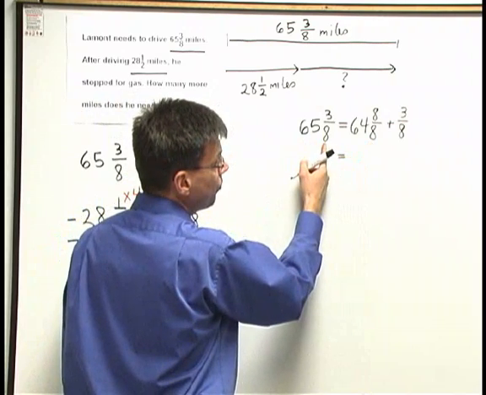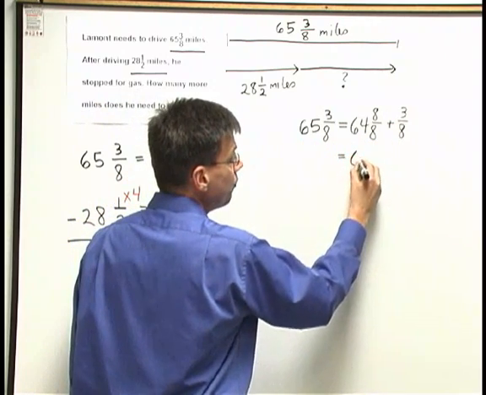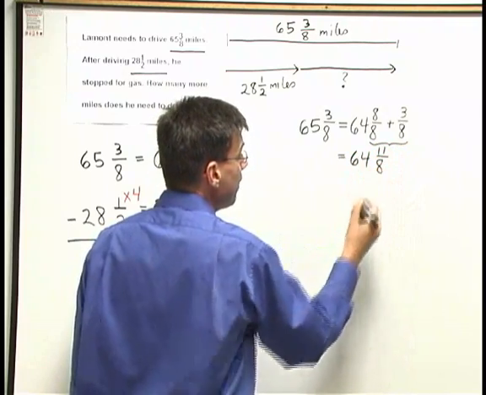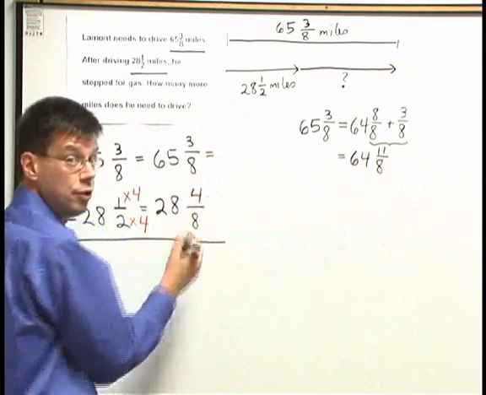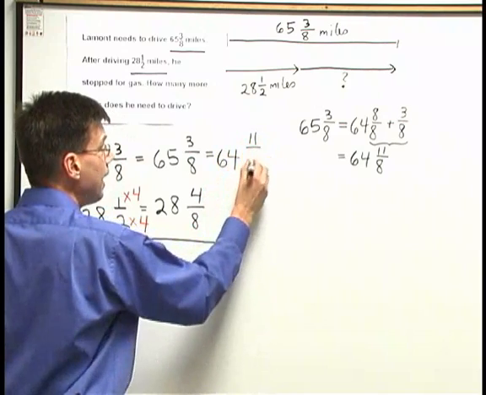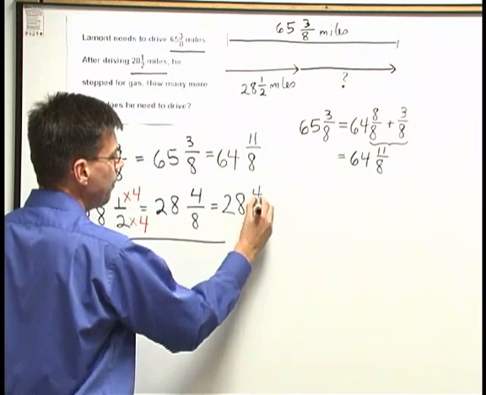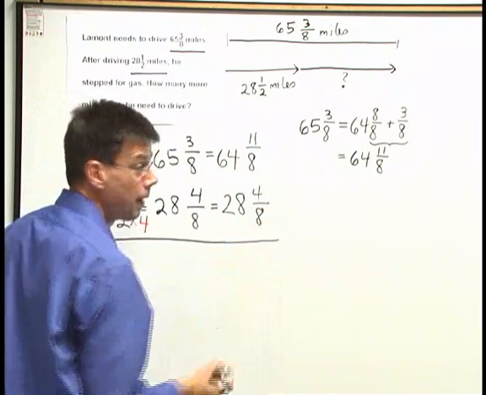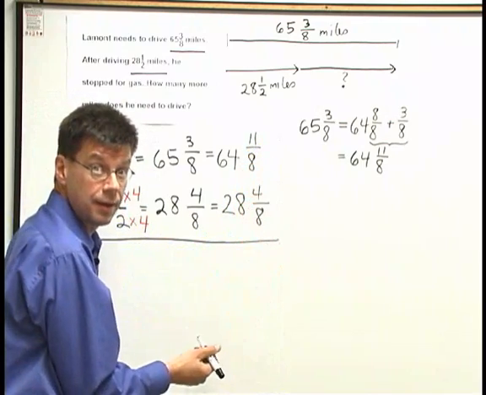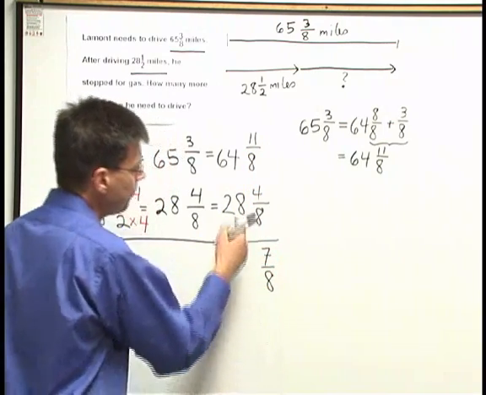The 65 3/8 then, which is 64 8/8 plus 3/8, can be written as 64 and 8 plus 3 is 11, 11/8. And that's what I'm going to use in my subtraction problem. 64 and 11/8. The 28 4/8 I'll just recopy. Now let's go ahead and do the subtraction. 11/8 minus 4/8, that I can do. 11 minus 4 is 7, so I have 7/8.